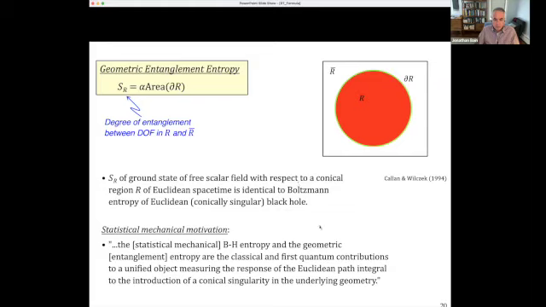And there's this method of calculating the entanglement entropy of a quantum field that they introduce in this article that's come to be called the replica trick. And I take it they're motivated here by statistical mechanical motivations insofar as the form of the formula for the entropy of the black hole that they derive assumes that it's statistical mechanical in nature. So they claim that statistical mechanical black hole entropy and the geometric entanglement entropy are the classical and first quantum contributions to a unified object measuring the response of the Euclidean path integral to the introduction of a conical singularity in the underlying geometry.